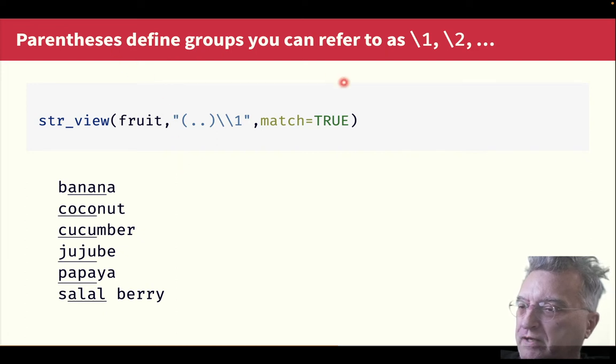Parentheses define groups that you can refer to as group 1 or group 2. So the very first set of parentheses is group 1. Group 1 is any 2 characters, and this is followed by group 1, and we have to put the double backslash to escape the backslash here. So this is any 2 characters followed by those same 2 characters. These are all the cases where we have 2 characters followed by those same 2 characters.